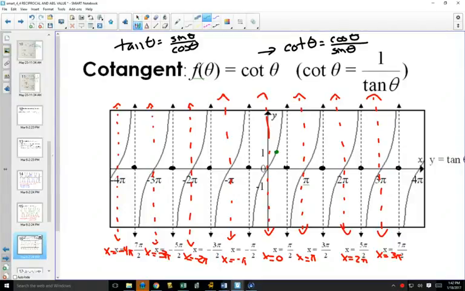Can someone tell me the coordinates of this point? Pi over 4, comma 1, right? Can you tell that that point's going to stay the same? In fact, wherever it's equal to 1, it's going to stay the same. And wherever it's equal to negative 1, it's going to stay the same. One more.